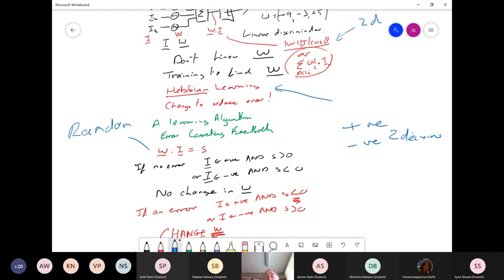Right, calculate for the first positive pattern the scalar product of the random weight vector with I, and that will give you the output S, the scalar product of Wi. If no error, it means that I is the positive class and the scalar product is positive. That would be correct. Or if the I pattern, the input pattern, is a negative class and the output from the neuron is negative, that is also correct. So if that's the case, there's no change in W.